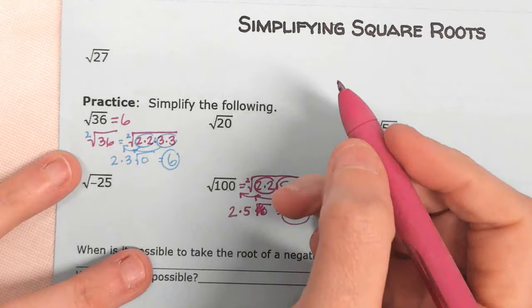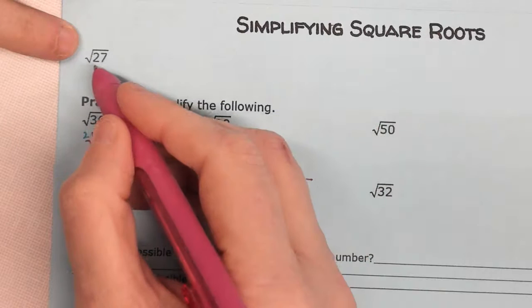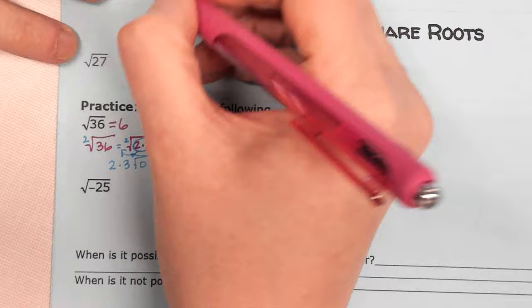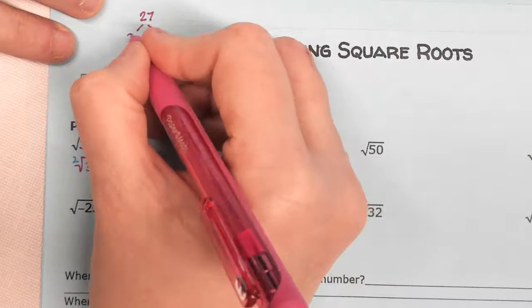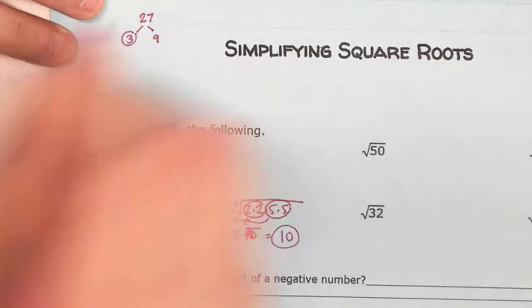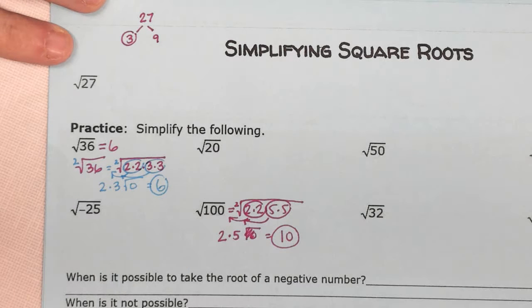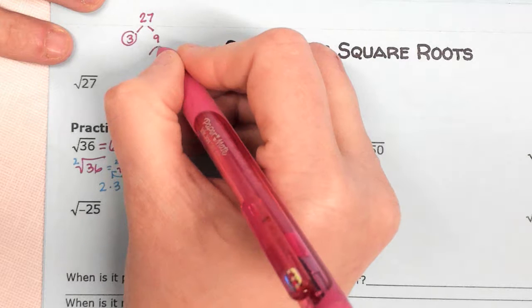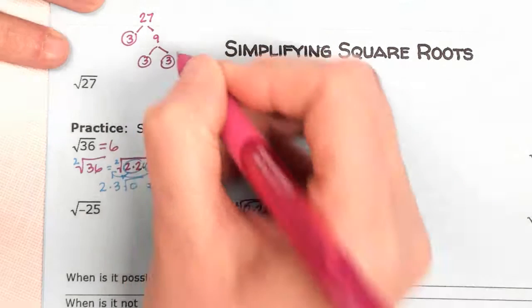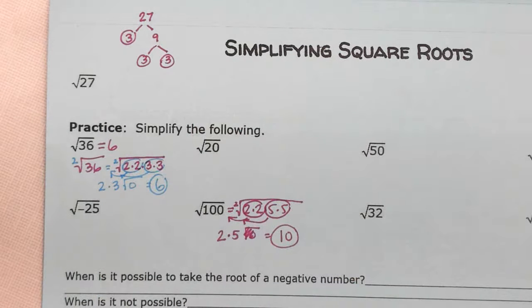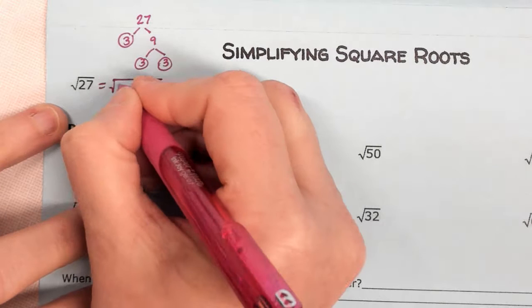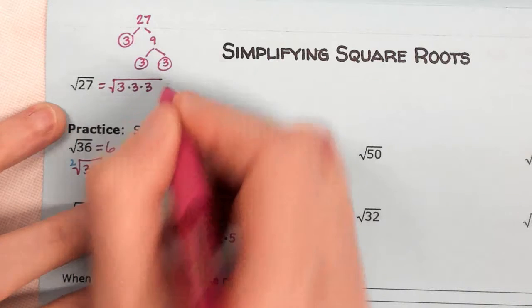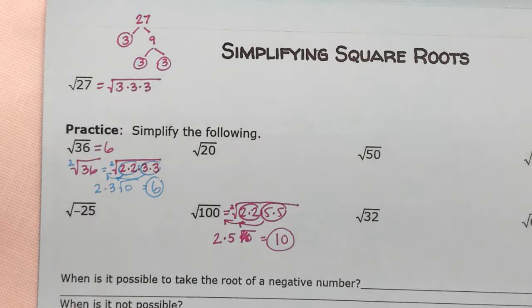For this one, I'm going to start by doing prime factorization of 27. I'm just going to take it up here so I have a little room to work. 27 is 3 times 9. And 3 is prime, so I'm going to circle it. 9 is 3 times 3. And 3 is prime, so I'm going to circle it twice again. I've got nothing left, so I have prime factored this thing. So the square root of 27 is equivalent to the square root of 3 times 3 times 3. Do you guys buy that? You with me on that?